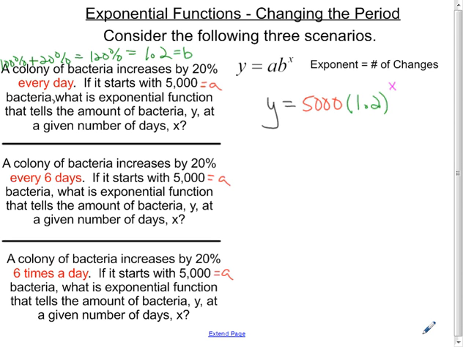So the part of the problem that's the same still, it's going to be y equals the initial value of 5,000 times 1.2 as a multiplier. But then it brings into question, what is the exponent? Well, again, the exponent's going to be the number of changes. But here it says that x is the number of days. So there's not this 1 to 1 relationship because I'm not getting a change every day. I'm getting a change every 6 days.